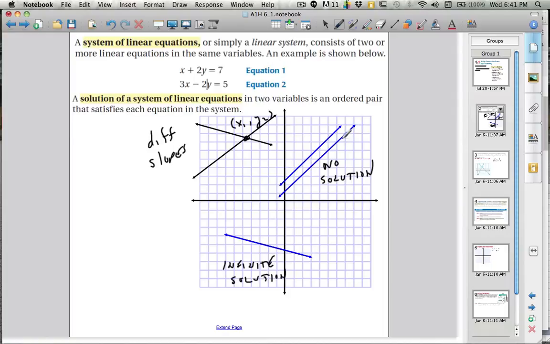When the lines are parallel lines, that's going to be the same slope but different y-intercepts. Then you're going to have no solution. And when they're actually the same line, you're going to have the same slope and the same y-intercept. Then you're going to have an infinite number of solutions. Okay, so this is all the different ways that finding the solution of a linear system could play out.